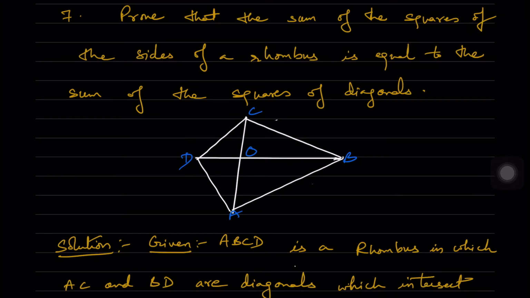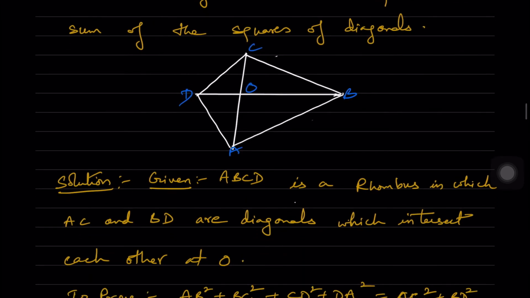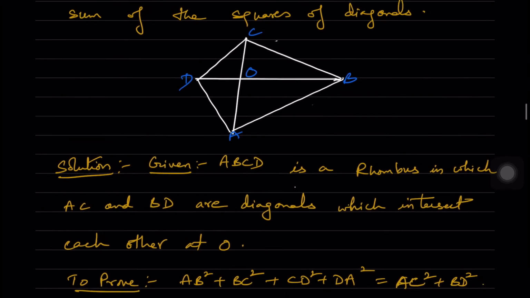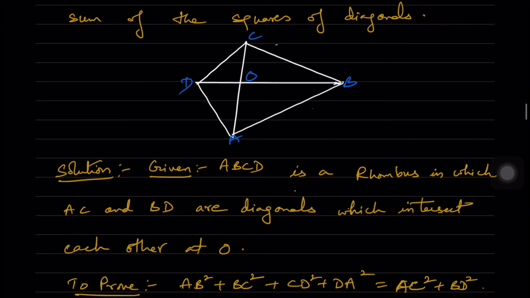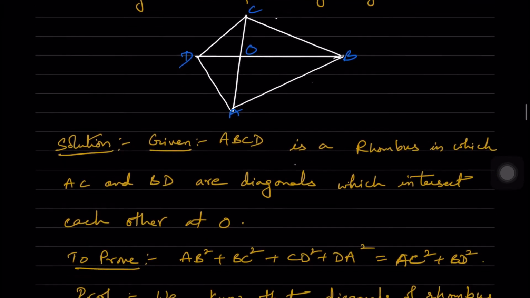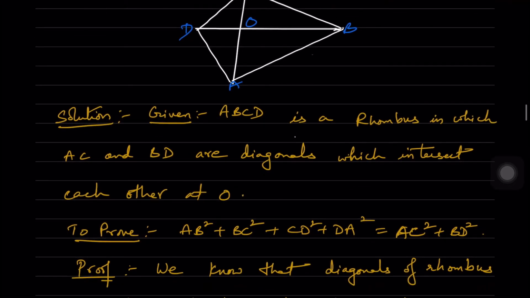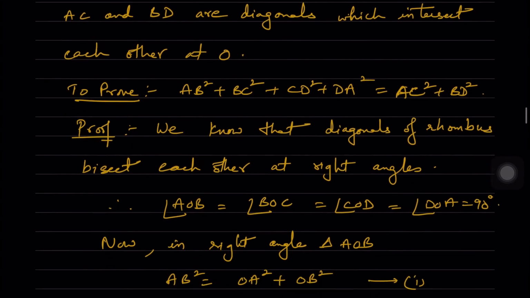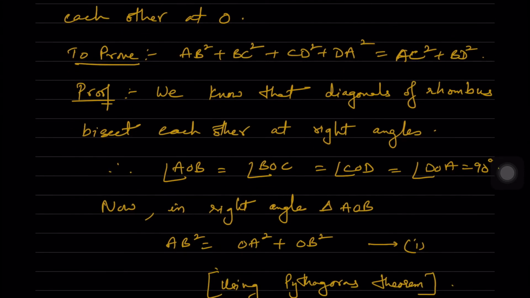Seventh one, prove that the sum of the squares of the sides of a rhombus is equal to the sum of squares of the diagonals. So given ABCD is a rhombus in which AC and BD are diagonals which intersect each other at O. So now we have to prove that AB square plus BC square plus CD square plus DA square, which is the square of all the sides, is equal to AC square plus BD square, which is the square of its diagonals. So we know that the diagonals of a rhombus bisect each other at right angles.